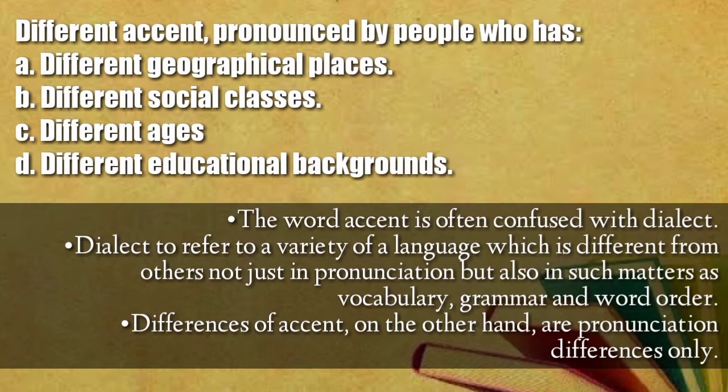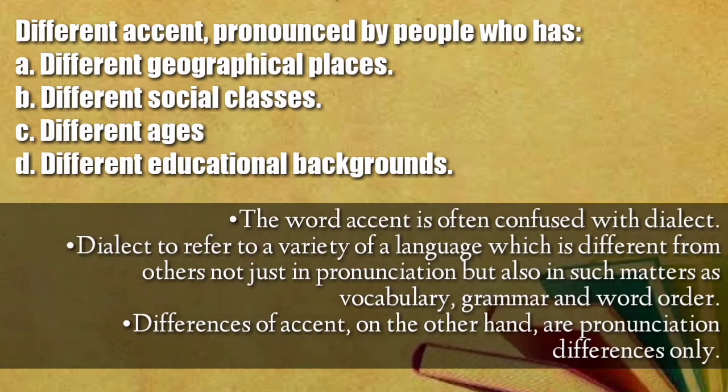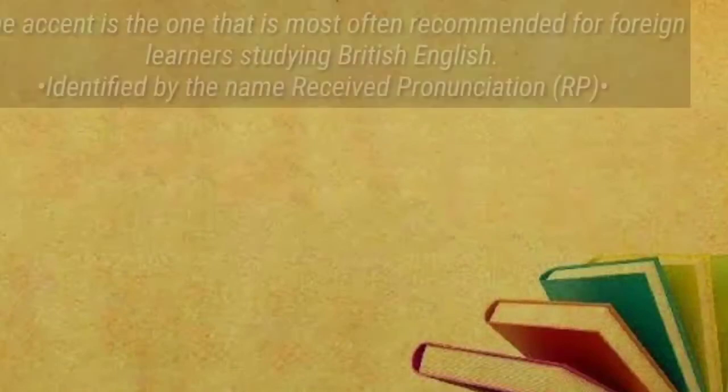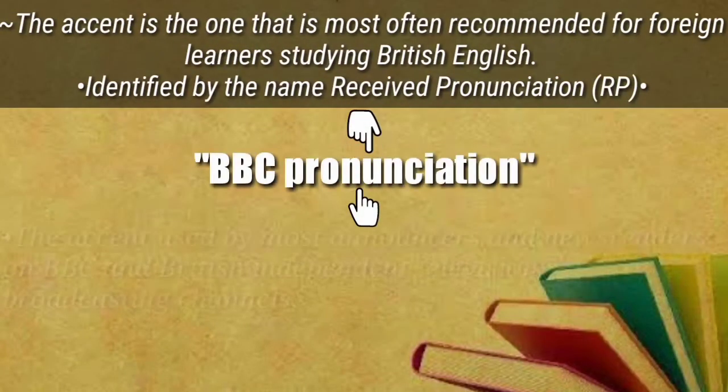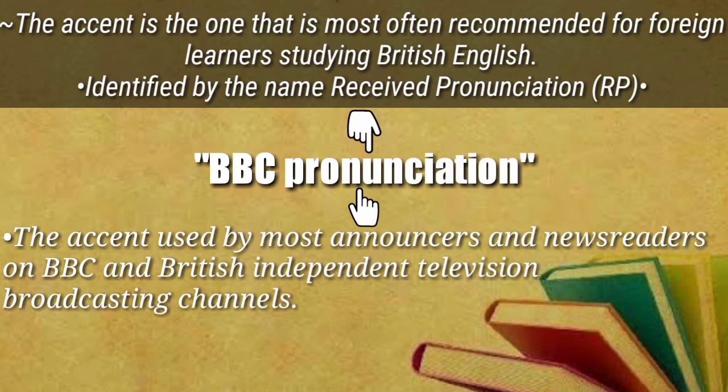Dialect refers to a variety of a language which is different from others not just in pronunciation but also in such matters as vocabulary, grammar, and word order. Differences of accent, on the other hand, are pronunciation differences only. The accent is the one that is most often recommended for foreign learners studying British English.